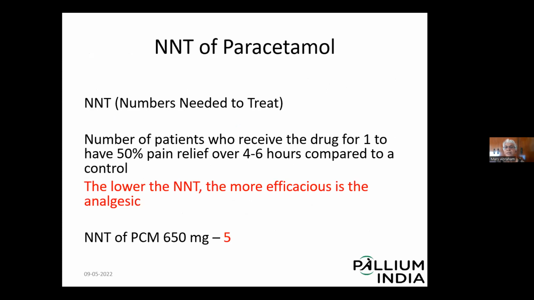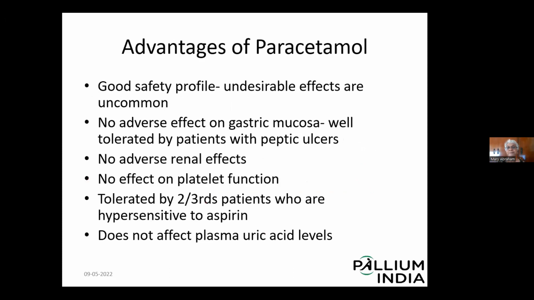Now, the numbers needed to treat, or the NNT, of paracetamol. Numbers needed to treat is the number of patients who receive a drug for one to have 50% pain relief over the next 6 hours compared to a control. So the lower the NNT, the more efficacious the analgesic drug is said to be. With paracetamol 650 mg, the NNT is 5. That means for every 5 patients given paracetamol, 1 will get good pain relief. So the lower the NNT, the drug is supposed to be more analgesic, more potent.